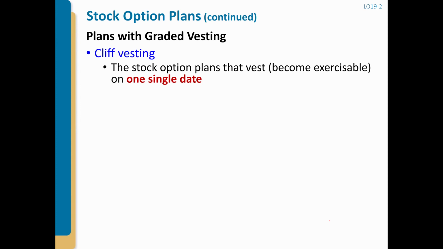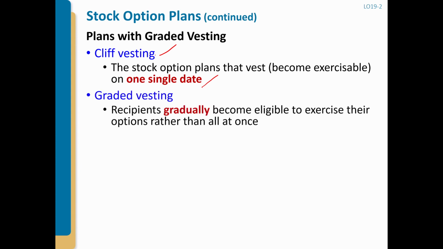So there are 2 kinds of vesting. One we call cliff vesting. All of the stock options are going to be vested on one single day. That's the example we have. After 4 years, everything is going to be vested. So we call that cliff vesting. You already know how to do it, right? That's the previous example.